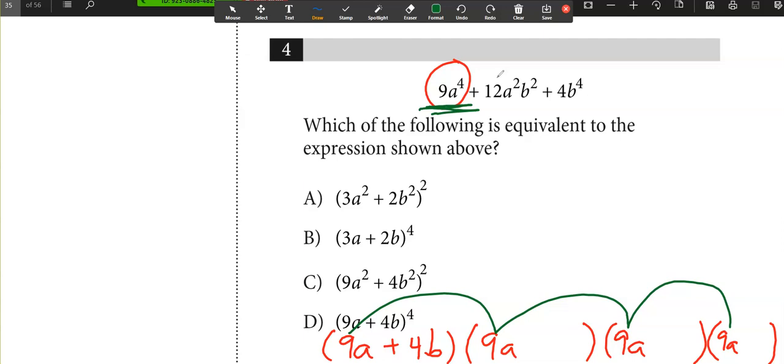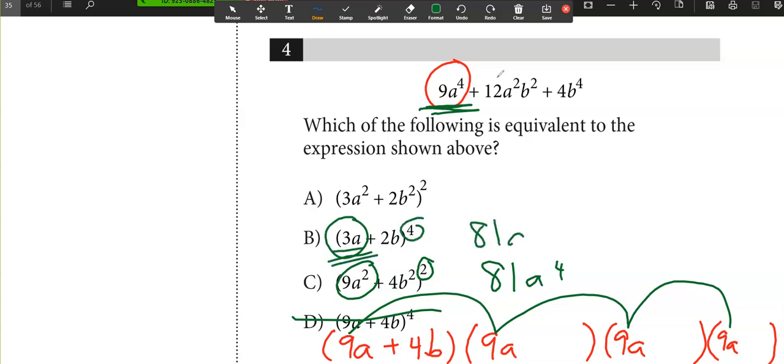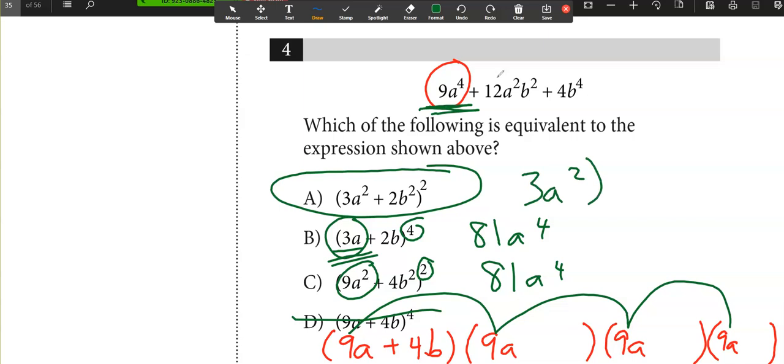81 squared. Is that 6561? I believe it is. Yep, I got it. 6561. So too big. So by process of elimination, just looking at this and raising it to that power, you should be able to say, oh, that's 81a to the 4th. 3 times 3 times 3 times 3, that's going to be 81a to the 4th. And so there's only one where you take the 3a squared, and when you square it, you end up with 9a to the 4th. So you wouldn't have to do all the foiling. You could just look at the first only.